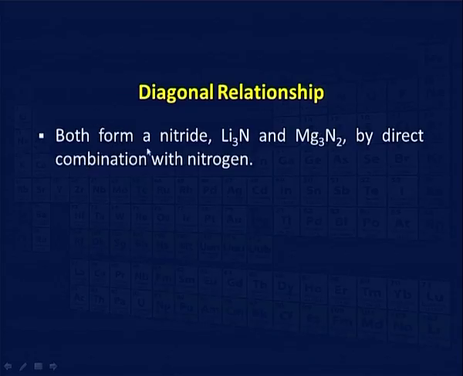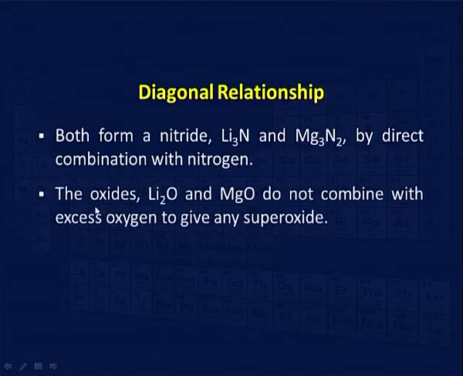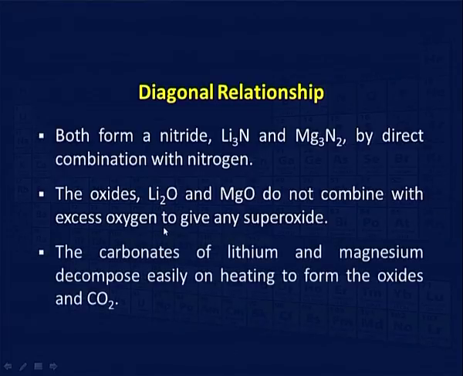Both form nitrides. I told you earlier that lithium forms a nitride and magnesium also forms a nitride in a similar way by direct combination with nitrogen, whereas other metals do not form it this way. Similarly for oxides, you can see Li2O and MgO: they form only normal oxides, they do not form peroxides or superoxides. Both lithium as well as magnesium only form normal oxides.